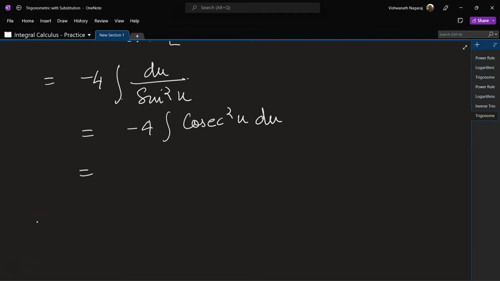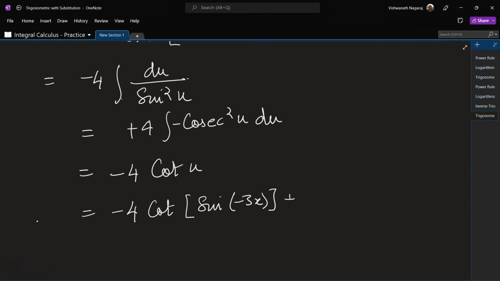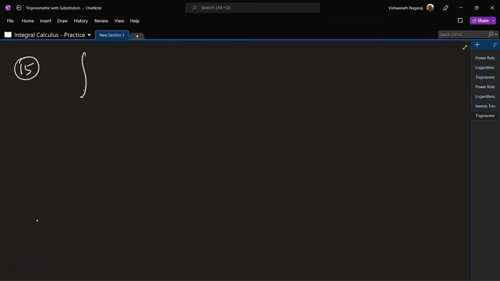Now when we integrate cosec square, we get cot u. But for it to be cot u, we require a minus sign here, which means we make this plus, so we take minus inside. So minus cosec square u, when we integrate, we get cot u. So don't forget the negative sign. And by reverse substitution, we get cot of sine of minus 3x plus k.